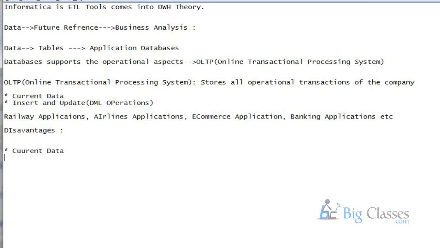So updated data in the sense, if you want to perform the analysis, what is meant by analysis? Comparing the business with different time periods. If it contains only the current data, it is very difficult for me to analyze how the business is running. So I cannot do a proper analysis. I cannot compare, I cannot make a daily analysis, a monthly analysis, nor a yearly analysis. Right? So when it contains the current data, current data in the sense, no historical data is available.